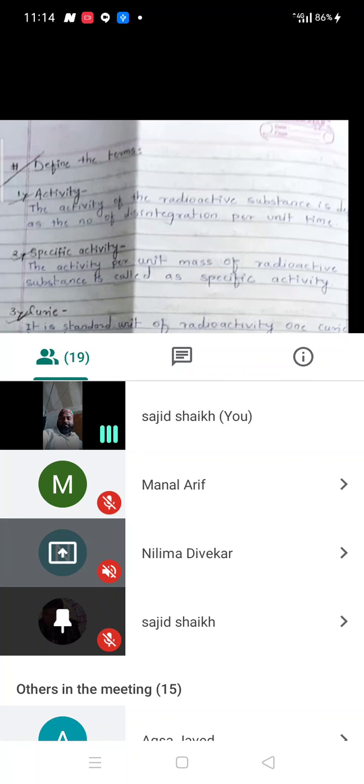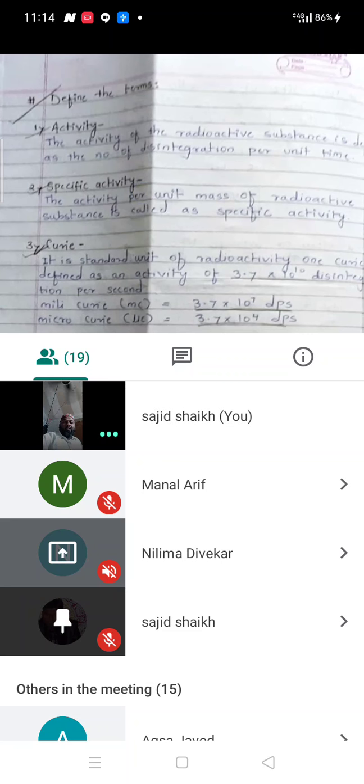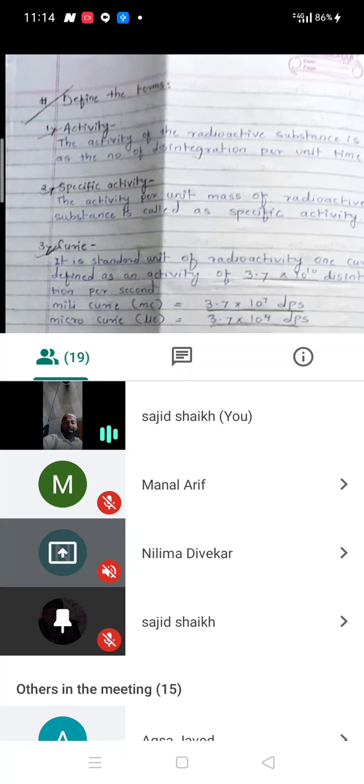Okay, now specific activity we have seen, then we have to talk about the Curie. Curie is nothing but a unit of radioactivity. 1 Curie is defined as the activity of 3.7 into 10 raised to 10 disintegrations per second, DPS.